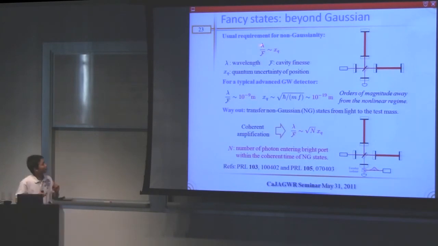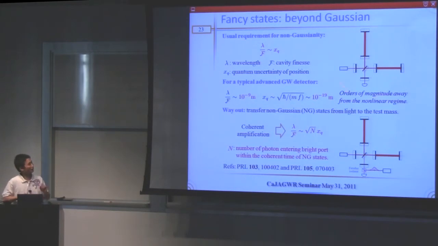So we figured out that the usual requirement for non-Gaussianity is basically that lambda over finesse, which is almost the linear dynamic range of your interferometer, needs to be comparable to the quantum zero-point uncertainty. This is very tricky for LIGO or for advanced gravitational wave detectors, because lambda is like 1 micron, finesse like 1000. This is like 10 to the minus 9. But for the quantum uncertainty of the position, it's like 10 to the minus 19. Like 10 orders of magnitude.